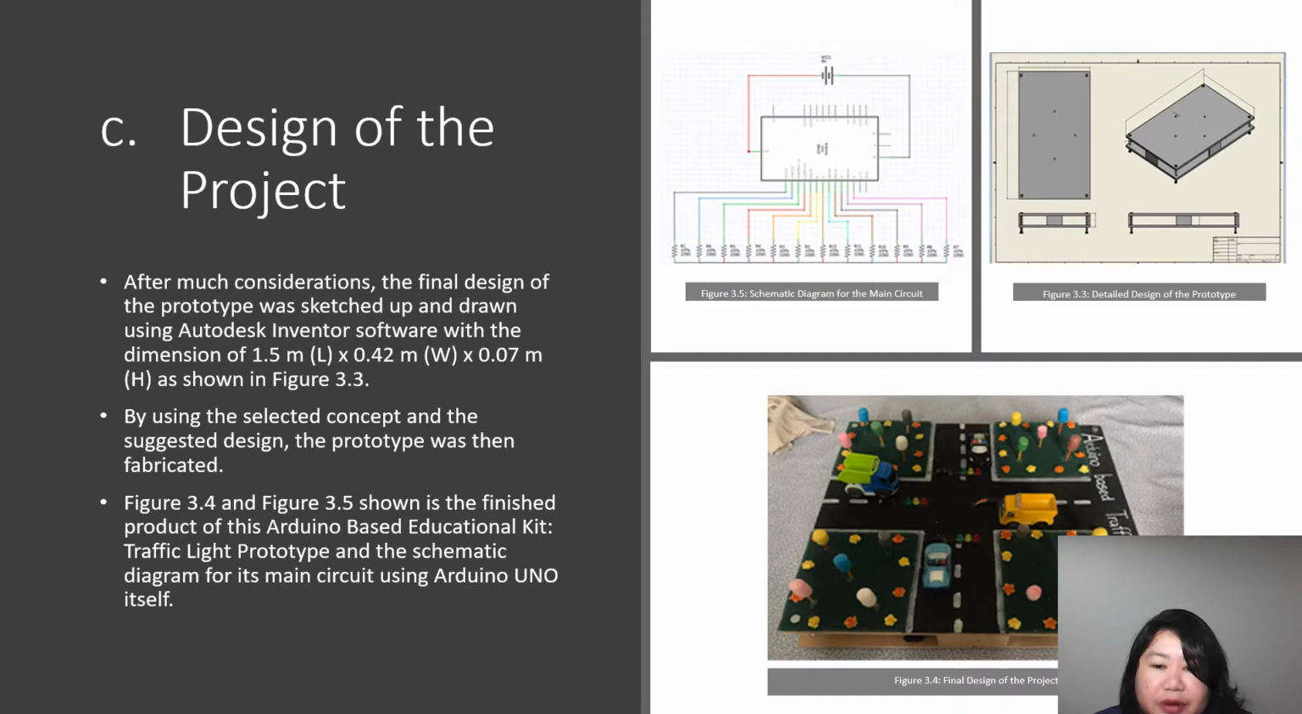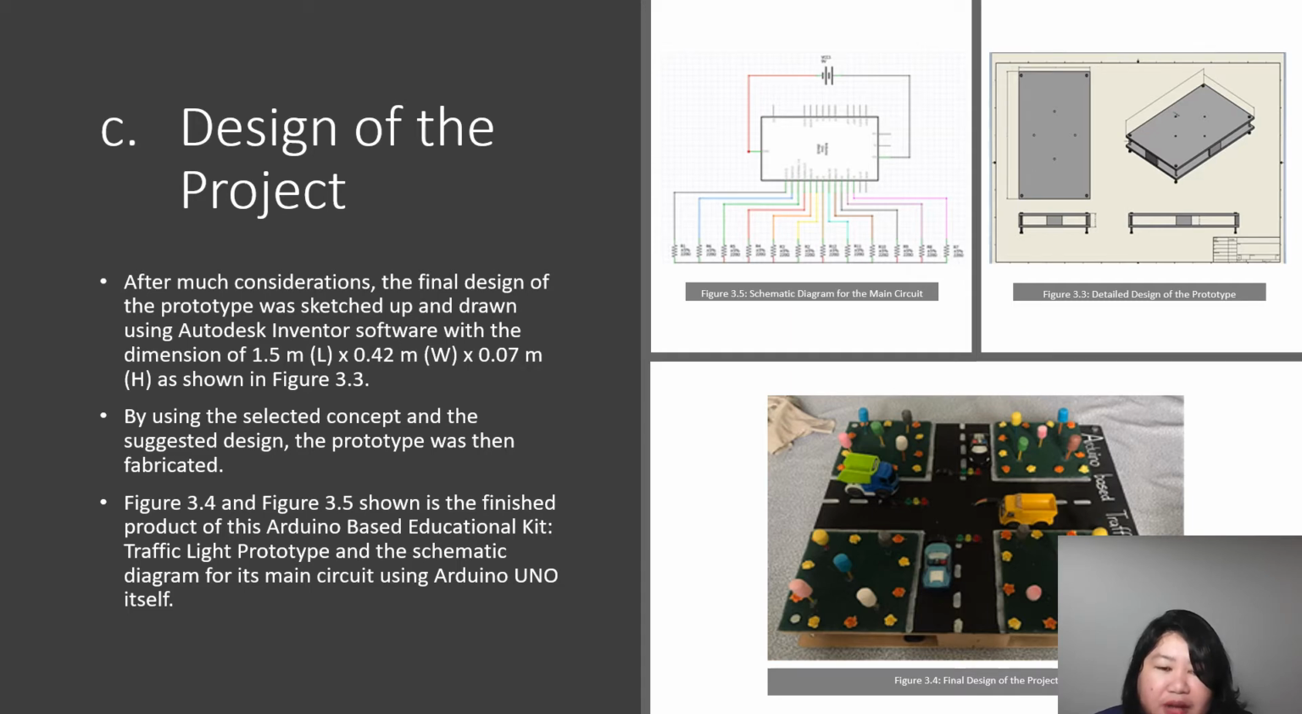Design of the project. So for the design of the project, after much consideration, the final design of the prototype was sketched up and drawn using Autodesk Inventor software. So with the dimension of 1.5 meter length, 0.42 meter width, and 0.07 meter height as shown in figure 3.3.